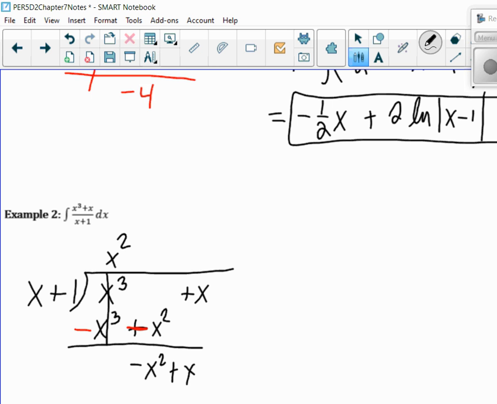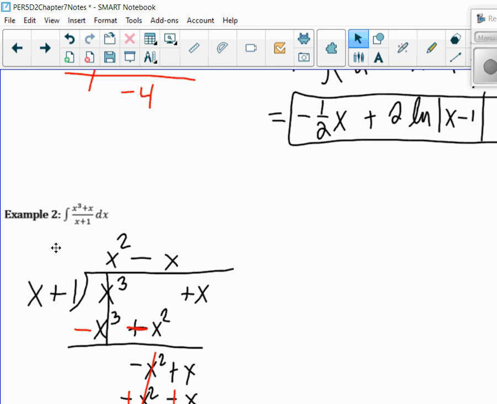How many times does x go into negative x squared? Negative x. Again, negative x times x is negative x squared. Negative x times 1 is negative x. Then what happens? I switch the signs. These cancel, and what am I left with? 2x. There's nothing to bring down.